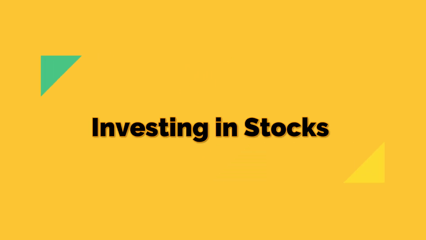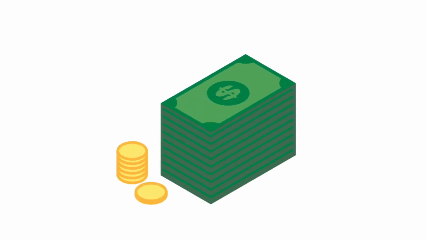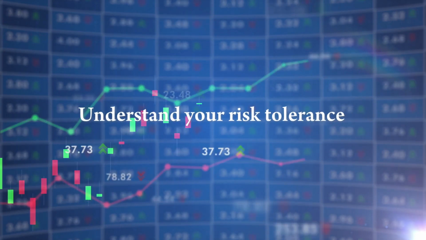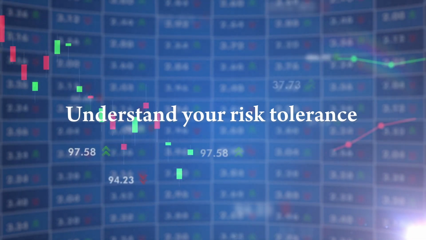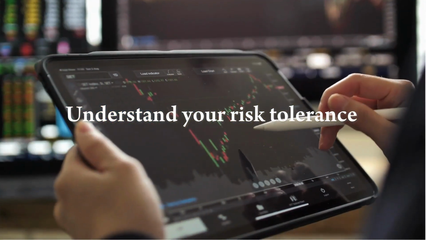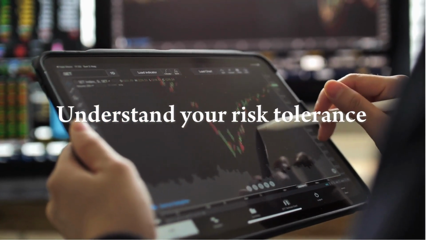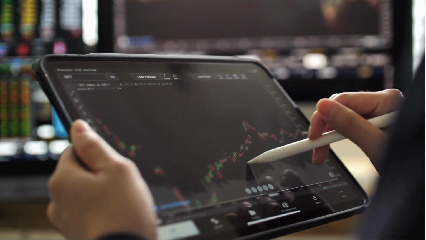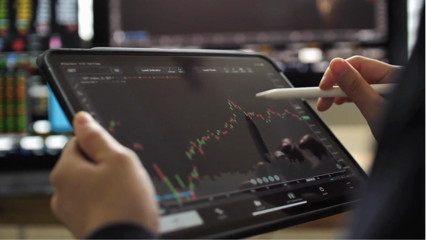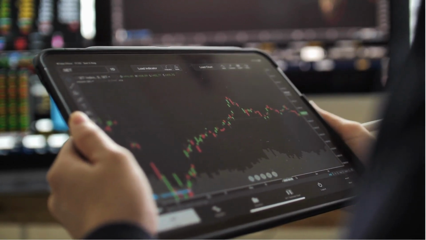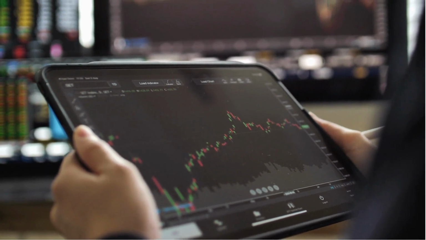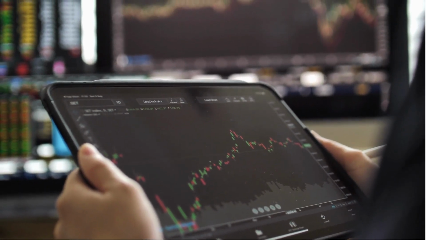Investing in stocks. Investing in stocks can be a way to potentially grow your wealth over the long term, but it's important to understand the risks and do your research before getting started. Here are some key considerations for investing in stocks. Understand your risk tolerance. Stocks are a relatively risky investment compared to other asset classes, such as bonds or cash. Before investing, it's important to understand your personal risk tolerance and make sure you're comfortable with the potential ups and downs of the stock market.